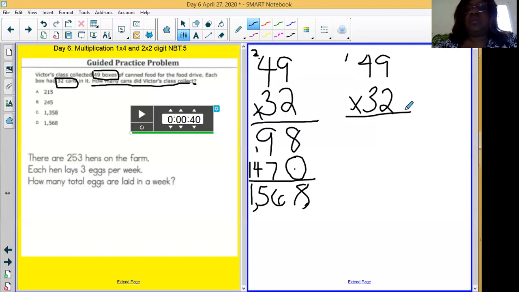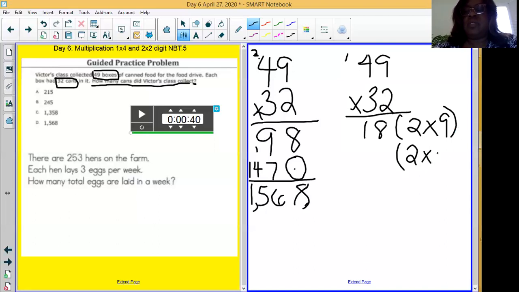The first thing I'm going to do is multiply 2 ones times 9 ones. And I'm going to put that in the parentheses over here. 2 ones times 9 ones gives me 18 ones. Next, I'm going to do 2 ones times 40. So 2 ones times 4 tens, which is 40. 2 times 40 gives me 80. And we'll be careful about lining up my digits.